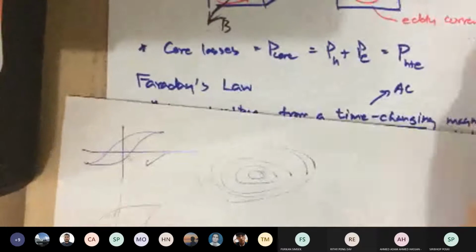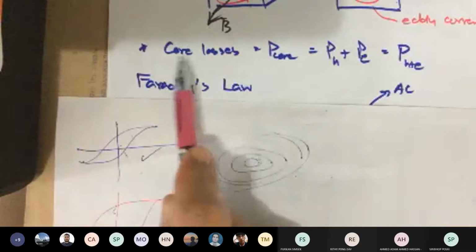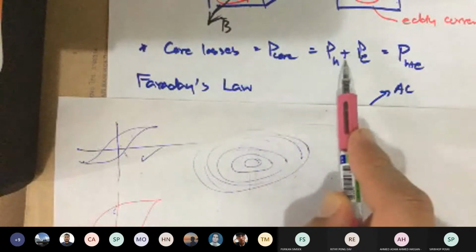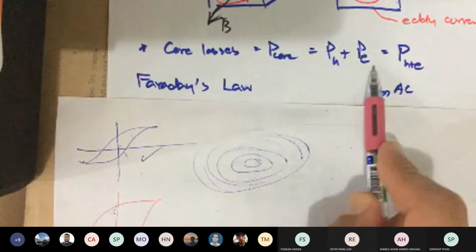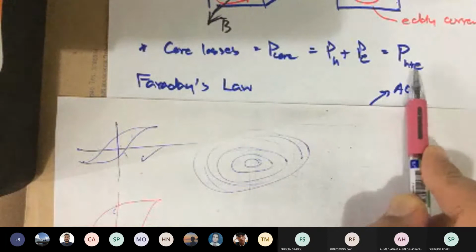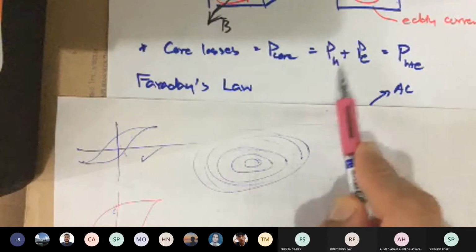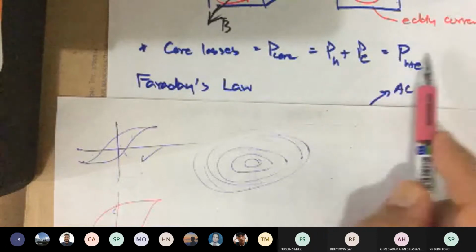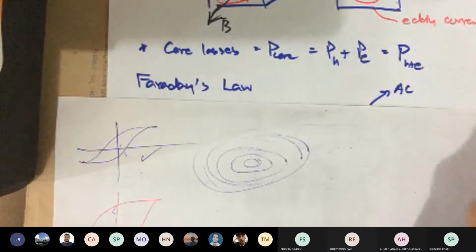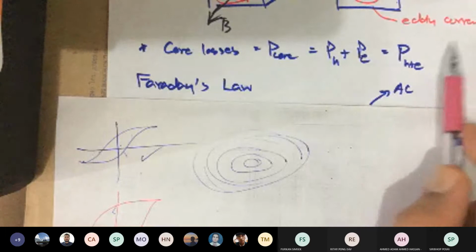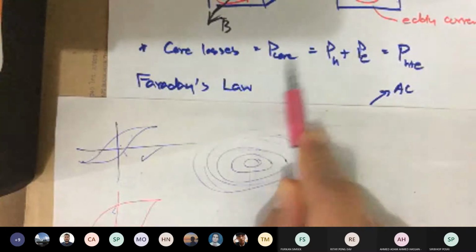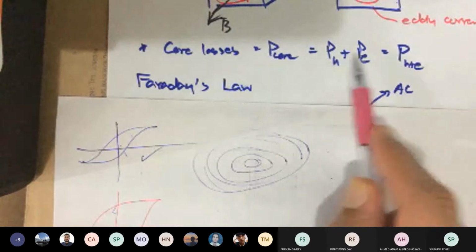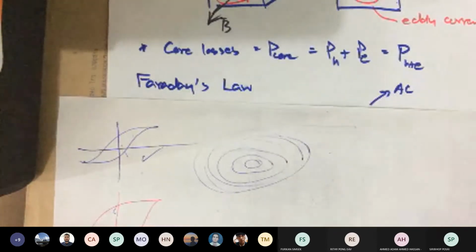Before I do that, let me conclude here. Core losses are what we call P core, sometimes called P sub H plus E, which is the hysteresis losses, P sub H, plus P sub E, eddy current losses. In your textbooks, there are probably two different notations. It's either P sub core or P sub H plus E. So it's two types: hysteresis and eddy current.